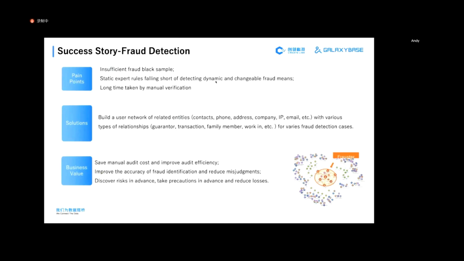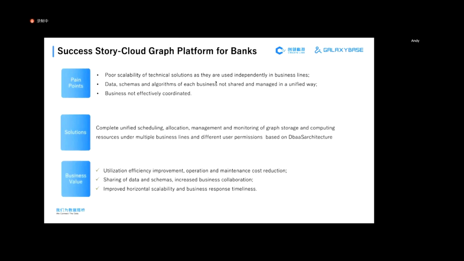In one banking scenario, we built a user network of related entities like contracts, phones, addresses, company, IP, email, etc., with various types of relationships like guarantor, transaction, family member, work addresses, etc., for various fraud detection cases. In another banking scenario, we completed unified scheduling, allocation, management, and monitoring of graph storage and computation resources under multiple business units and different user permissions, based on a database as a service architecture to automatically service graph database cluster management requests. For example, one business unit may need a 3-node cluster, another needs a 5-node cluster. Our system can instantiate and manage the cluster lifecycle in an optimized way.